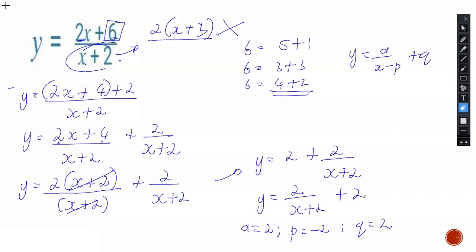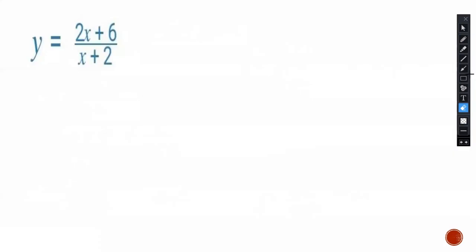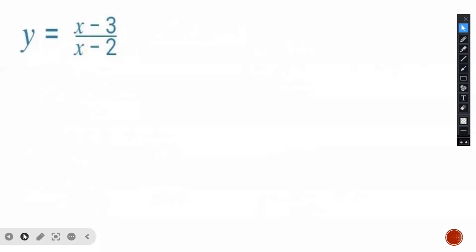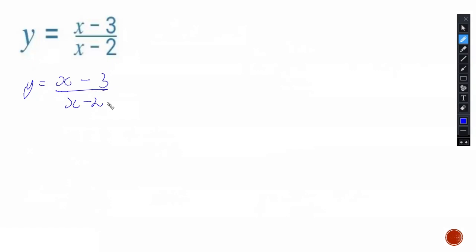Okay, so now let's proceed once more. We now have y is equals to x minus 3 over x minus 2. So this one looks fairly simple, almost similar to the one that we got from the beginning, x minus 3 over x minus 2. Now, again, here we must find a way in which we can write this so that it looks similar to that.